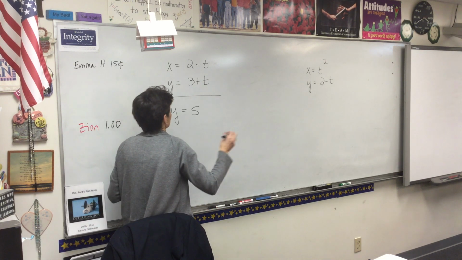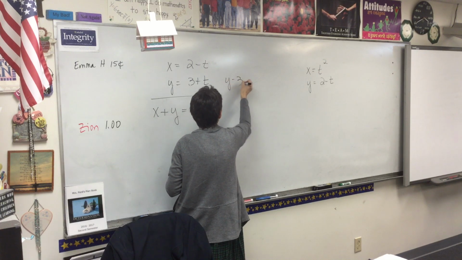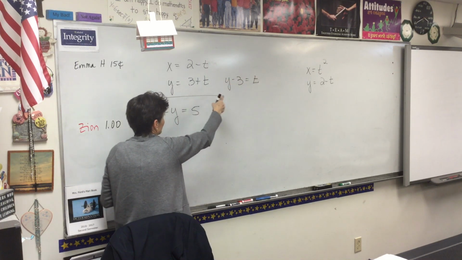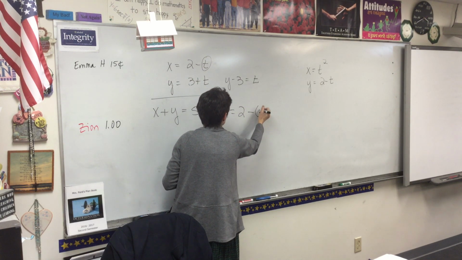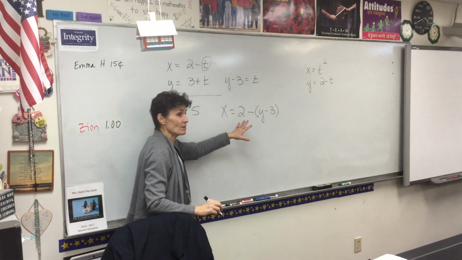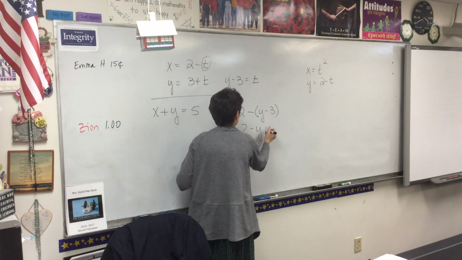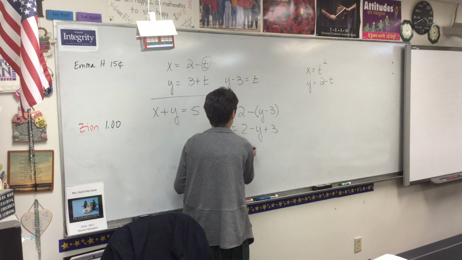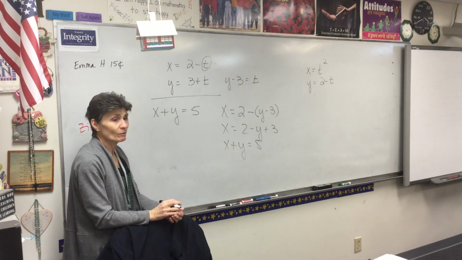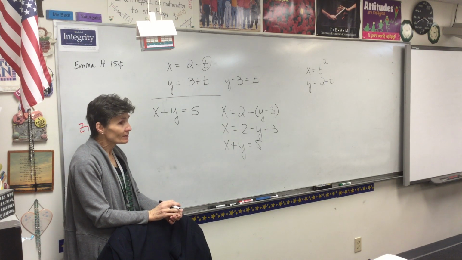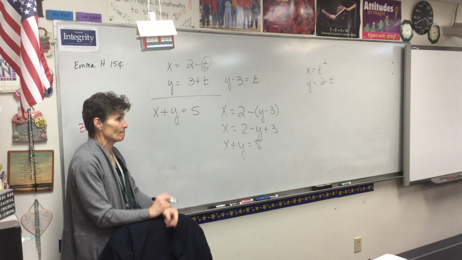So if we had substituted like Jordan suggested, I think you said subtract 3 from both sides. So you said solve for t here and then plug it in here. So x equals 2 minus y minus 3. Now if you do that, you're going to have to be careful to distribute the negative. So x equals 2 minus y plus 3. So x plus y equals 5. Is it exactly the same? Doesn't matter. You do it however it makes sense to you. But the objective is get rid of the t's. So you're either going to substitute it out or you're going to straight up eliminate them.